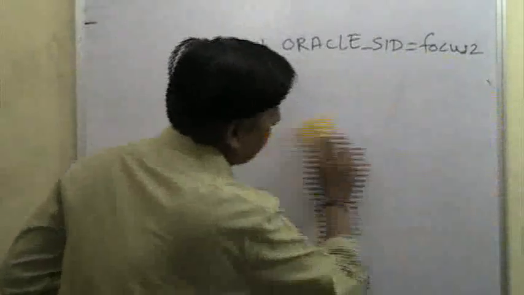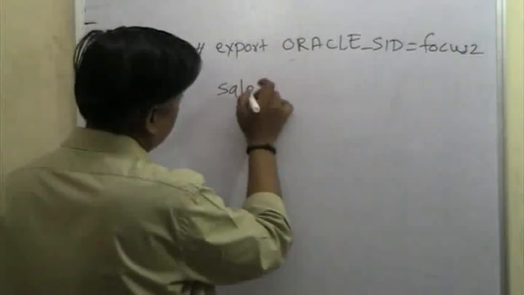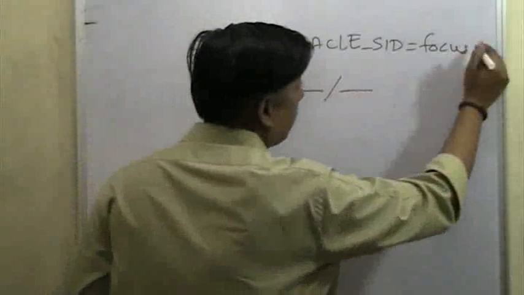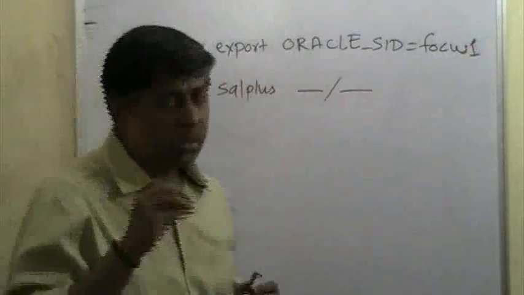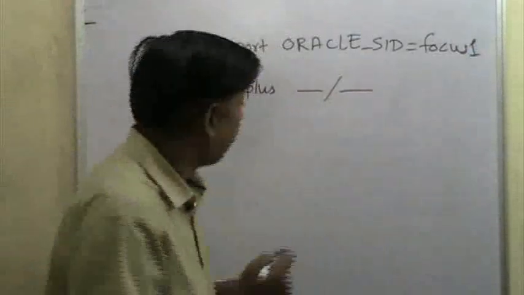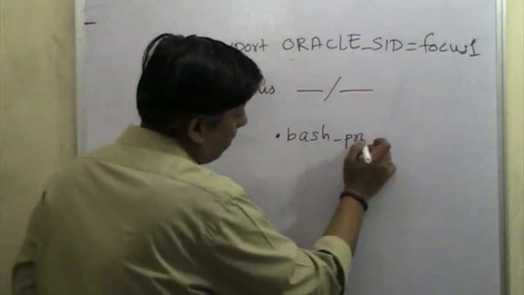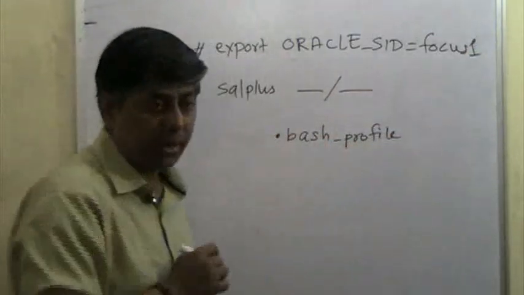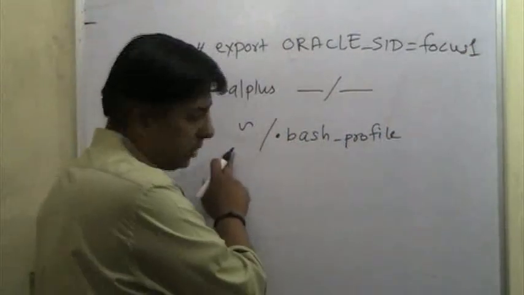Now this requires some knowledge of Unix. This command we don't execute, and still you are executing the command sqlplus, the username, slash, and the password. How come you are getting logged into the focus1 database? That is because in any Unix account, when you log in, there is one special file called .bash_profile. This is a special file sitting inside your home directory. Home directory is represented by this tilde. Everybody has a separate home directory.